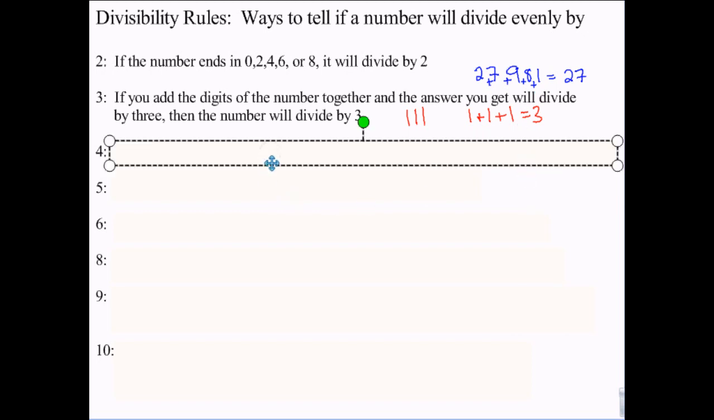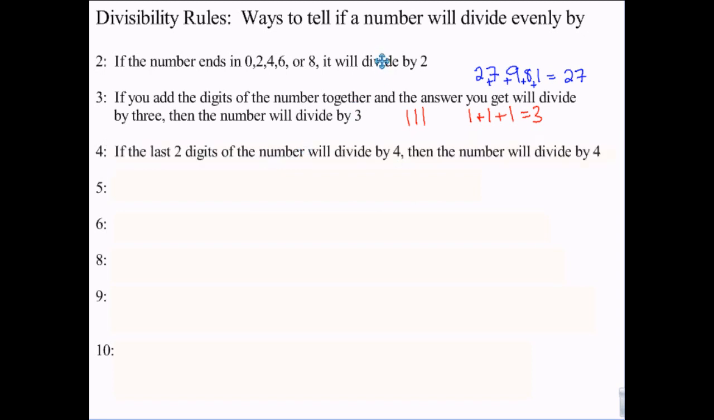For 4, 2, 4, and 8 are kind of related. To figure out 2, you look at the last digit. To figure out 4, you look at the last 2 digits. So if the last 2 digits of the number divide by 4, then the whole number divides by 4.